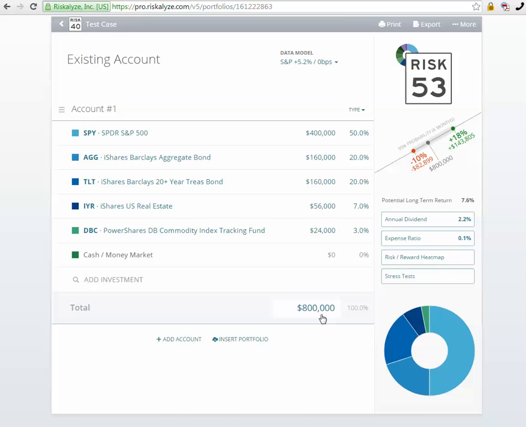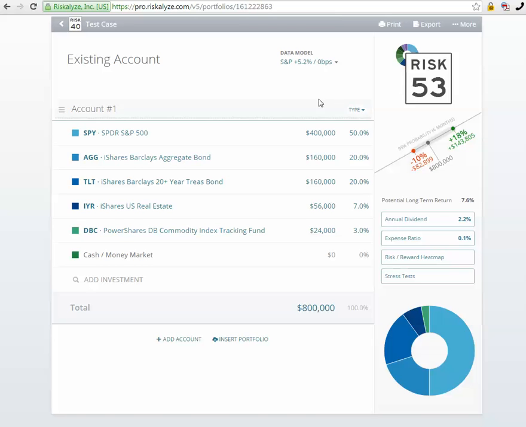And what Riskalyze will do is rank the portfolio on a risk scale between 1 and 99, obviously 1 being the lowest, 99 being the highest. And it comes up with a factor for this client of 53, and shows a probability range of returns from a low of negative 10% to a high of plus 18. And that's the 95% probability over the next 6 months. 95% chance that their returns are going to be somewhere between these two figures.